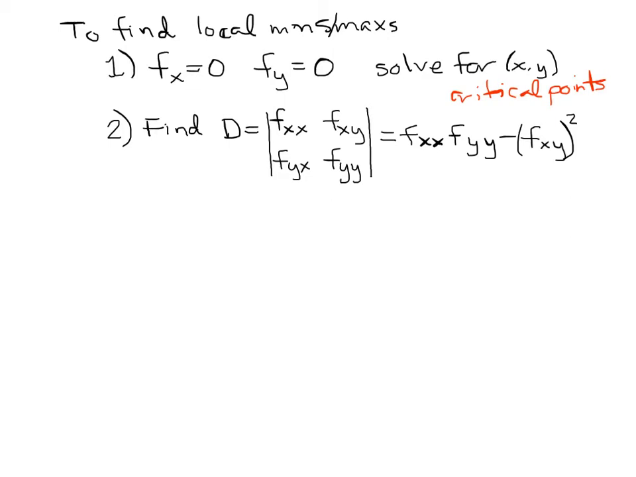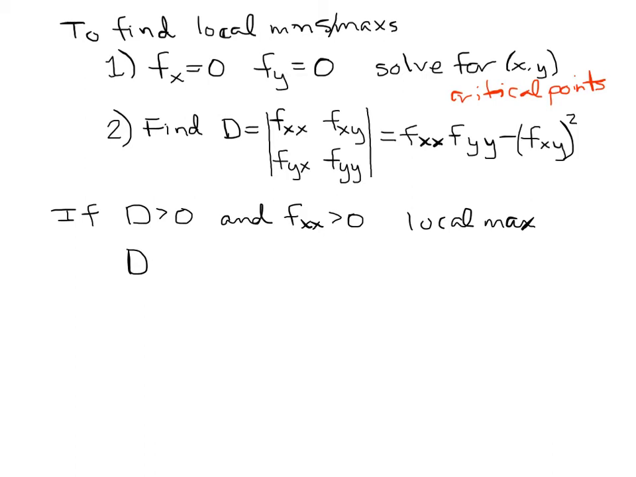Okay, so now here are the rules of the test. So if D is greater than 0 and the second derivative with respect to x is greater than 0, then it's a local max. If D is greater than 0 and the second partial with respect to x is less than 0, then it's a local min.